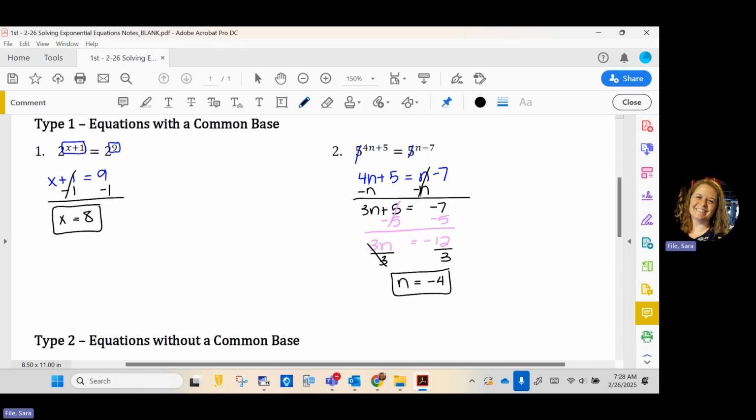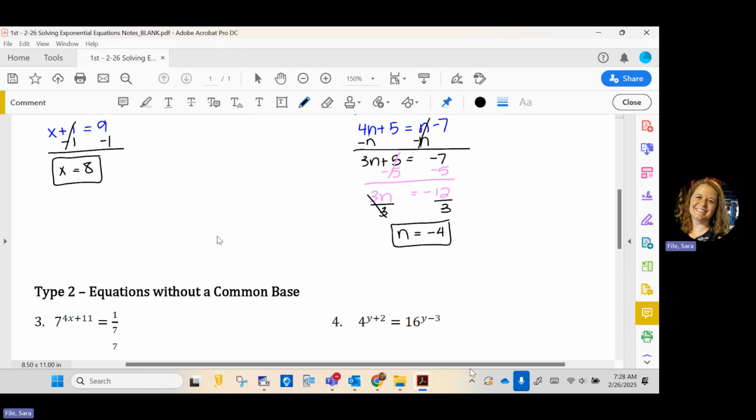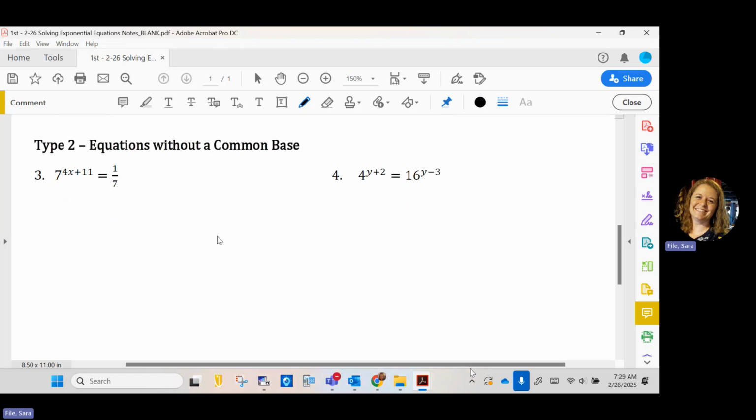All right, the second type of equation that you may have to solve or be asked to solve would be without a common base. Okay, so when I look at the left and right side of this equation, I've got 7 to a power equals 1/7. Over here, I've got 4 to a power equals 16 to a power. So neither one of these have common bases. So I have got some work to do before I'm ready to set the exponents equal.